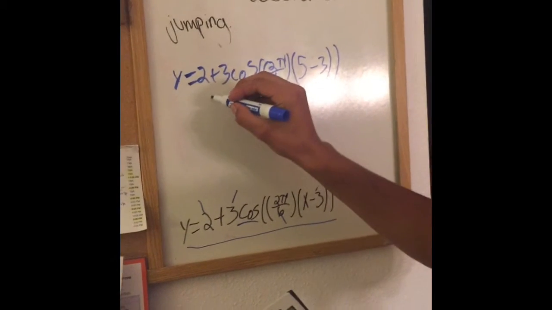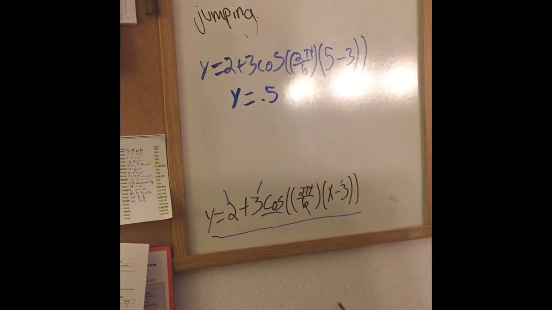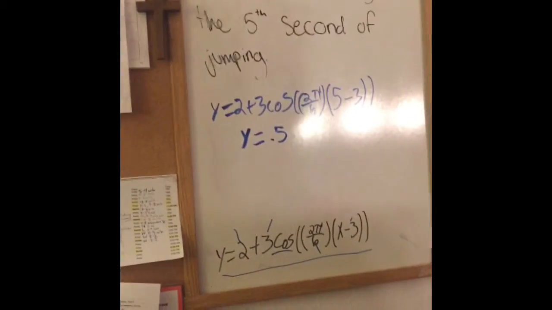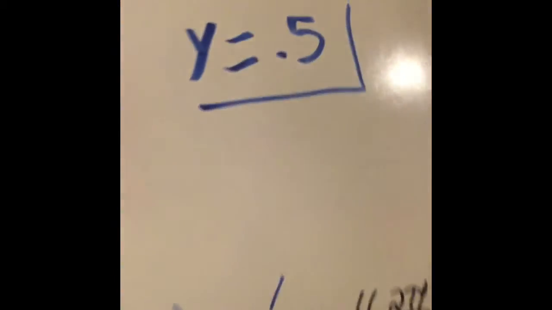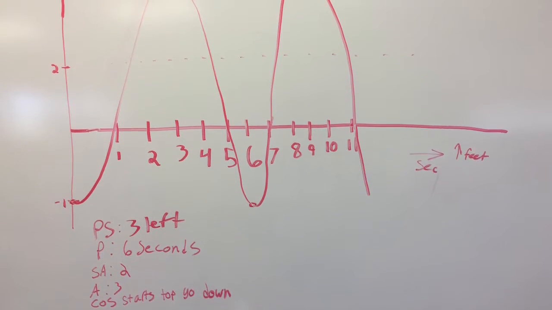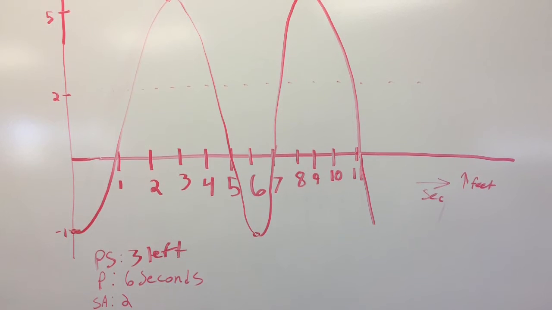And after checking it, y equals 0.5. So at my 5th second of jumping, I'm going to be 0.5 feet off the ground. As you can see, at 5 seconds, it matches up pretty well at 0.5 height.